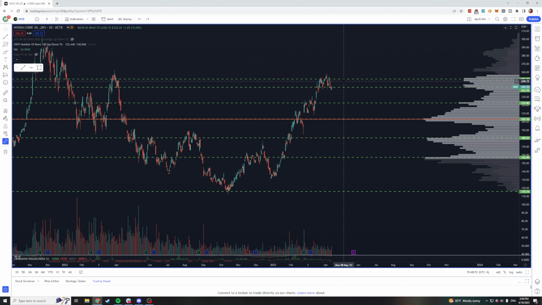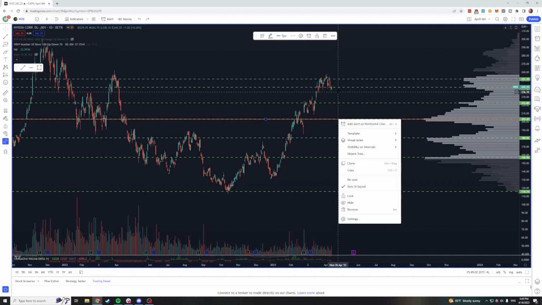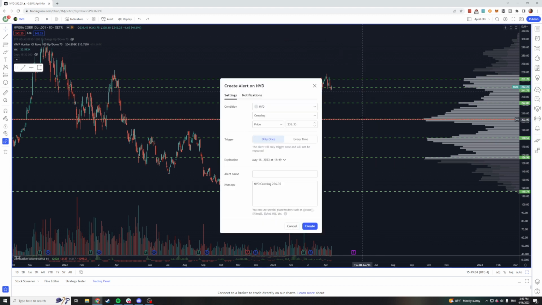But we have this little micro range that they're bouncing in. You could play this. But if we break to the downside, I would look for us to come down to this 203 level. I'm just going to put an alert.